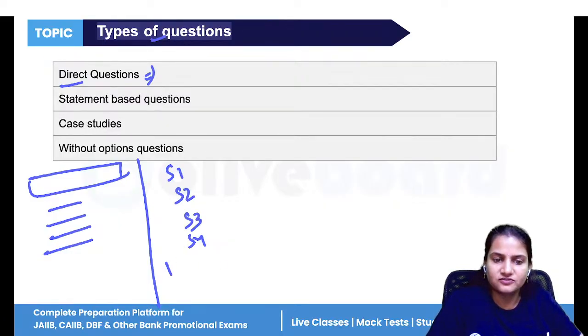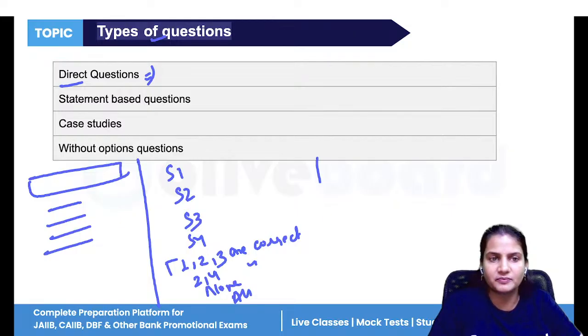And now the options would be like this. Statements 1, 2, and 3 are correct, or statements 2 and 4 are correct. None of the statements are correct. All of the statements are correct. That is the statement based question.